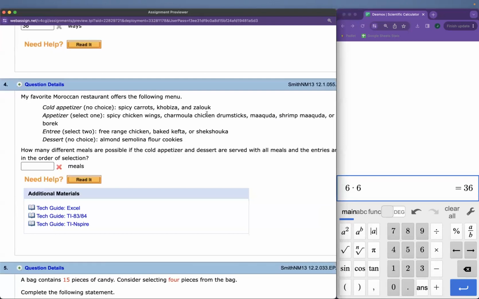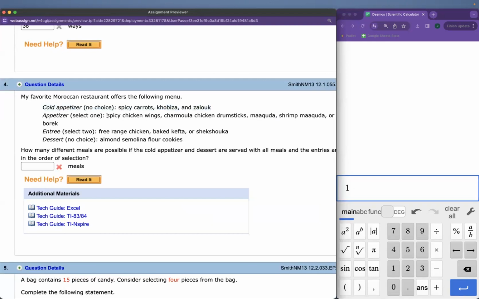I'm going to butcher this pronouncing, but kobiza, zaluk. Notice here it says no choice. So it comes with all 3 of these things. You don't have a say in the matter. So this is not really the fundamental counting principle so much because it's just one. You could say it is, but it's only going to be one choice for that one.